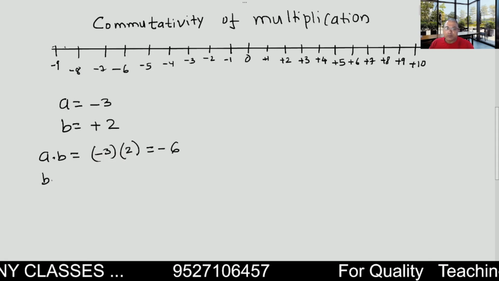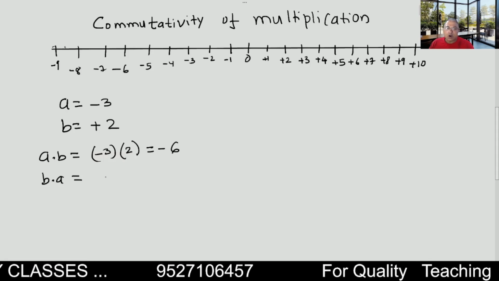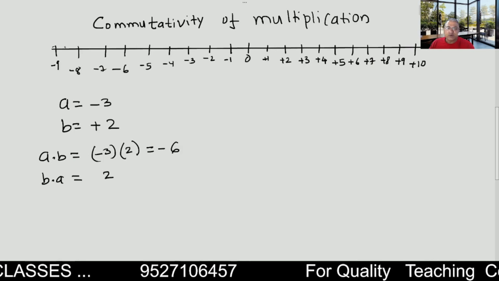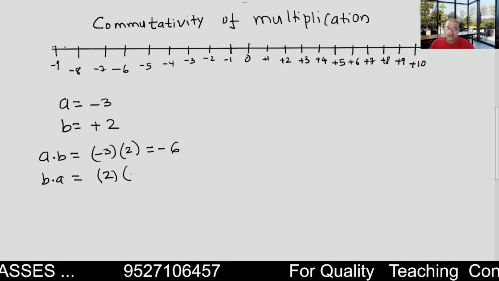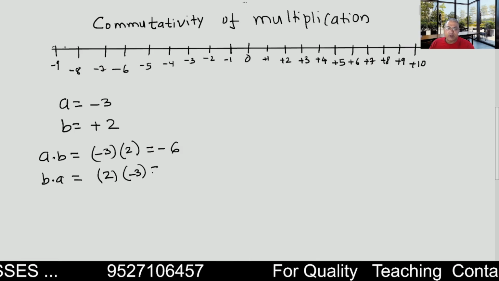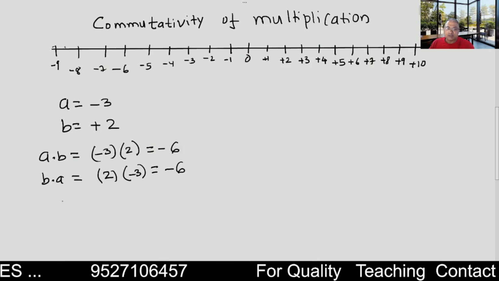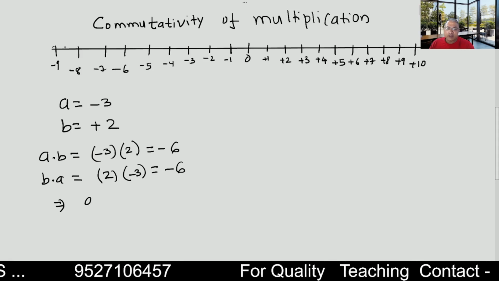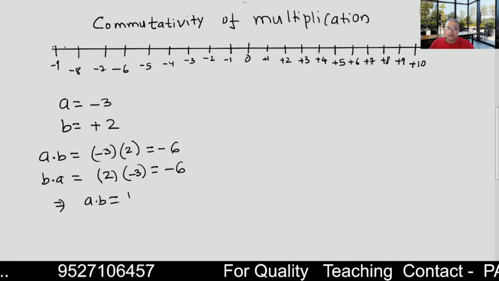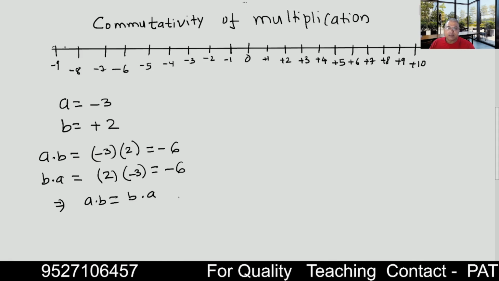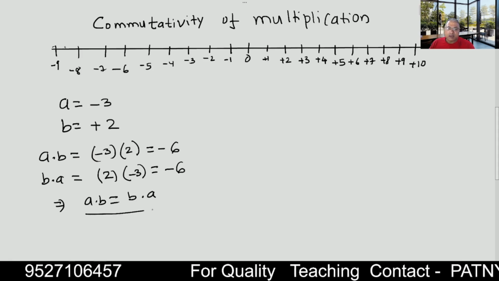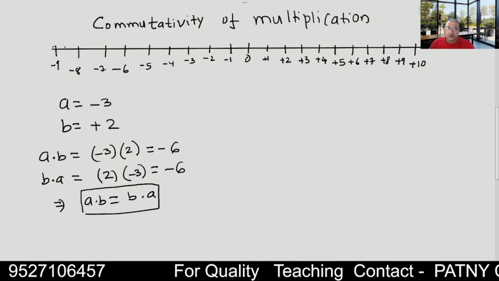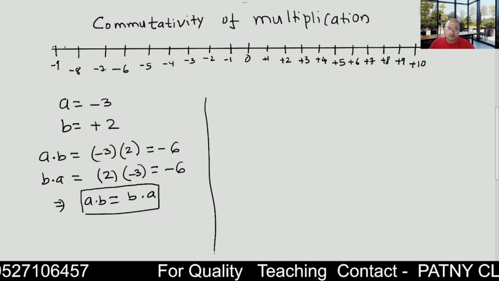Now I am doing B dot A, reversing the order of multiplication. First taking B, then taking A. Again multiplication, the result is minus 6, which implies A dot B equals B dot A. This idea is nothing but commutativity of multiplication.